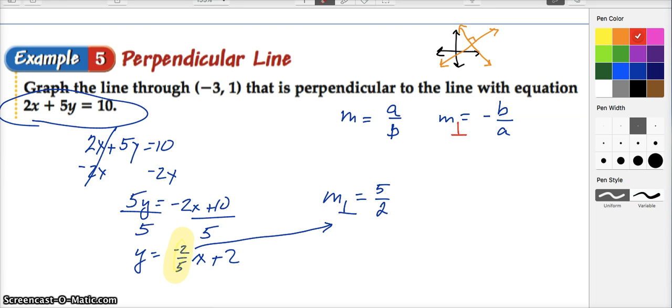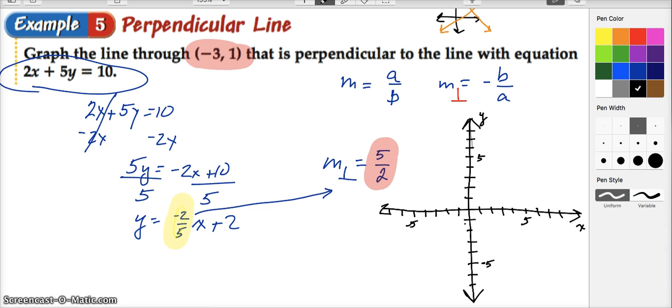All right, so this is the slope that I'm really interested in. This is the slope that I want. I'm going to highlight it in red, and I want this point. And now I'm going to graph that line. So the first thing I'll do is locate this point, (-3, 1). Let's go ahead and put a dot there. Negative 3, then 1, 2, 3, positive 1.